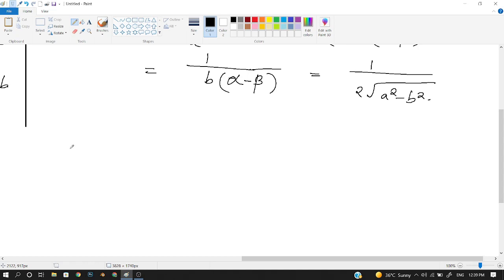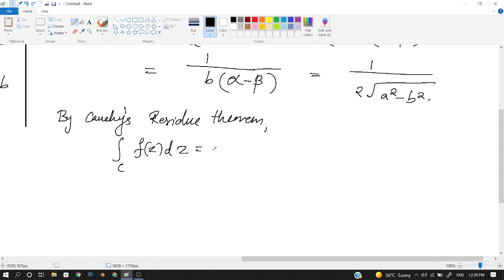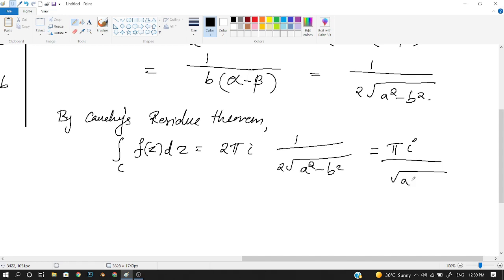Now we can apply Cauchy's residue theorem. The integral over C of f(z) dz equals 2 pi i into 1 by 2 into square root of a square minus b square. So this is equal to pi i divided by square root of a square minus b square.